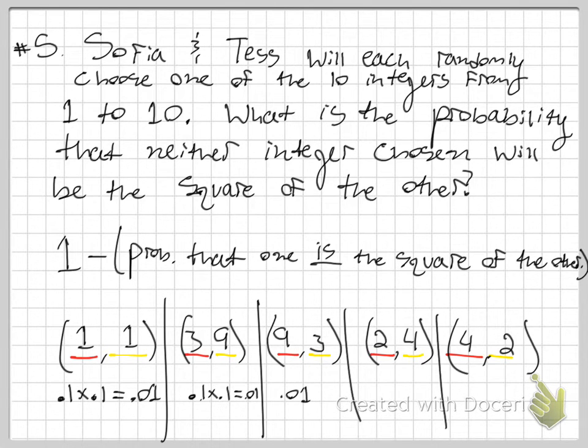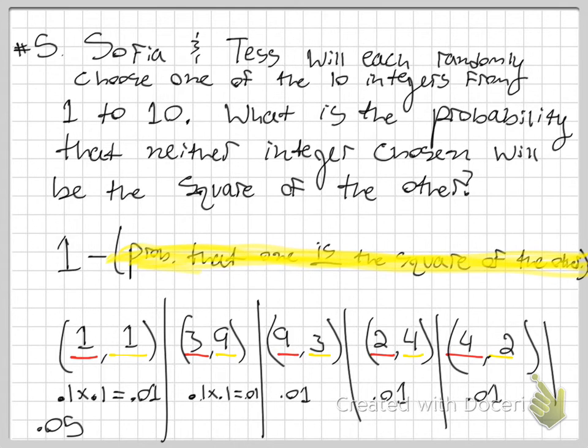0.01, 0.01, 0.01, right? So the probability of any one of these things happening, we just sum all these up and we get 0.01 plus 0.01 plus 0.01 plus 0.01 plus 0.01. They all add up to 0.05. And so the probability of this happening, what I'm highlighting in yellow right here, is 0.05. Let me replace this with a 0.05.